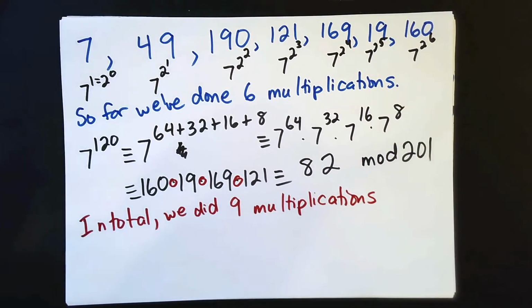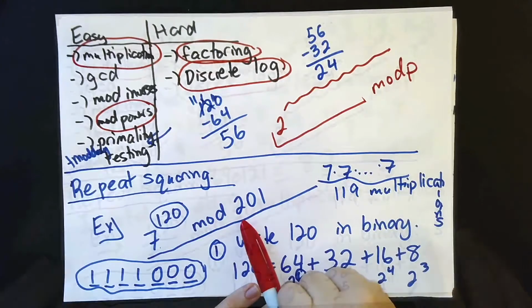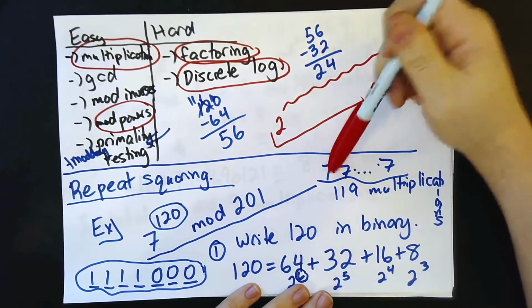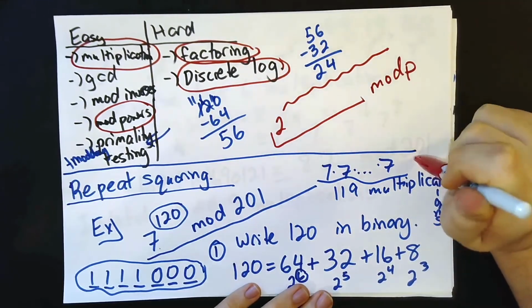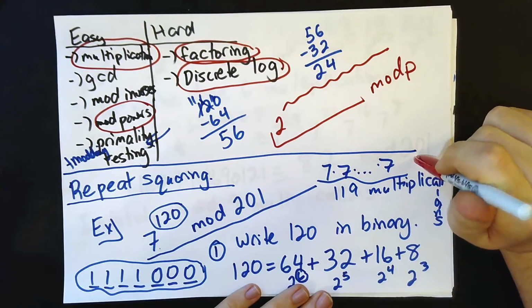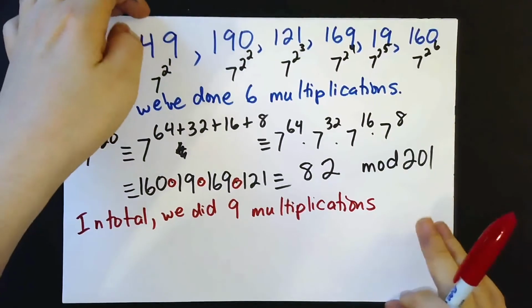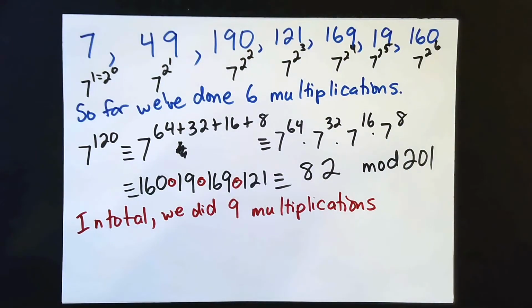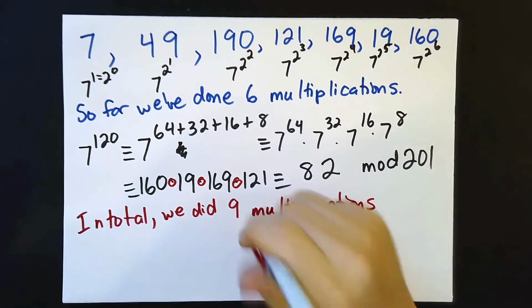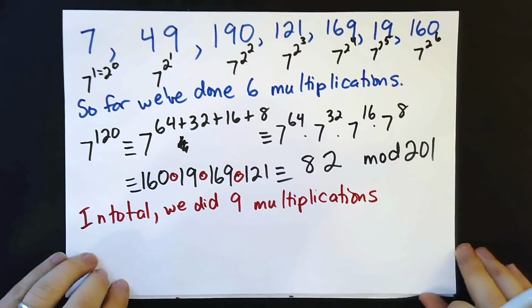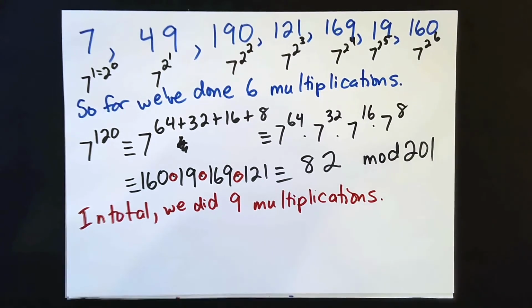So when I originally wrote down 7 to the 120th mod 201, if we'd done this directly, we would have done 119 multiplications. But because we were clever and used this repeated squaring idea, we did the same calculation. We got the same answer we would have gotten if we'd done those 119 multiplications, but we did it in 9 multiplications. And so this is the repeated squaring algorithm. And you can see how this works in general.